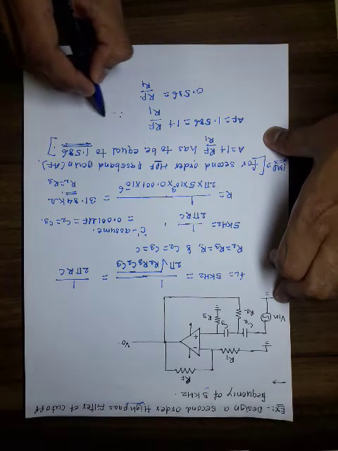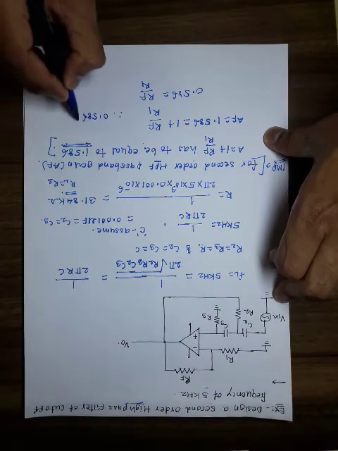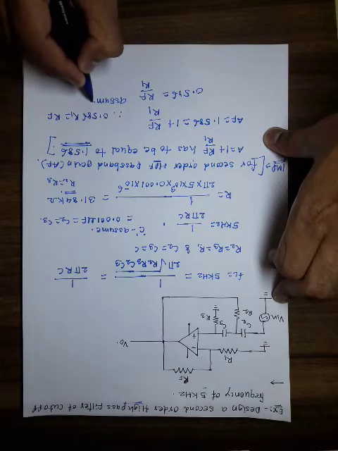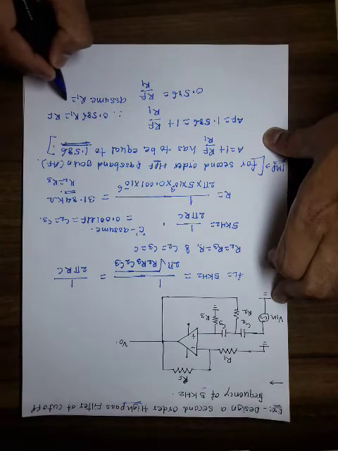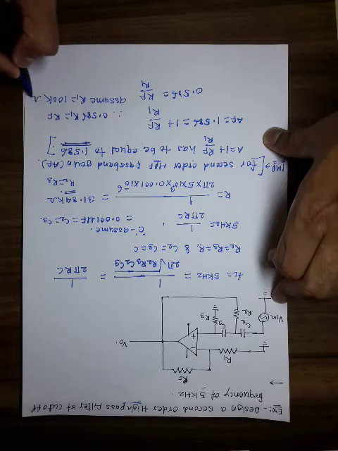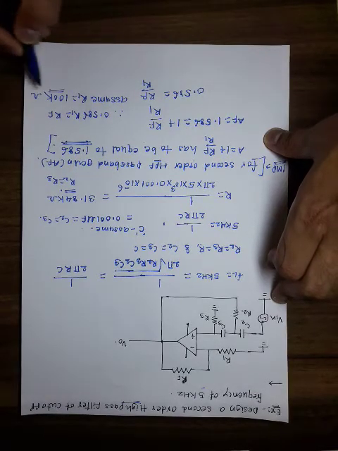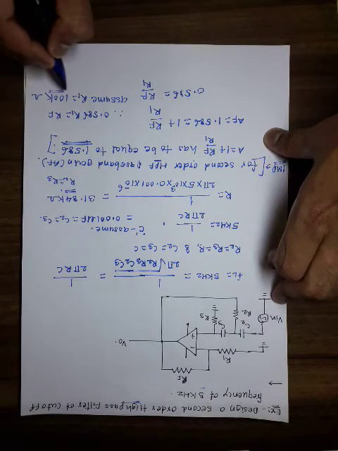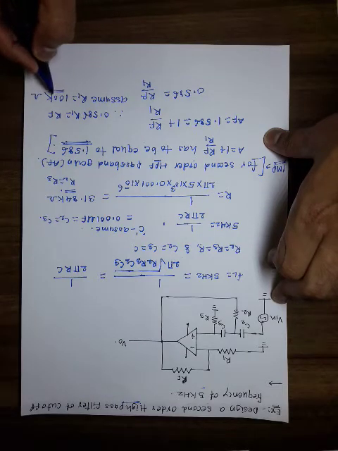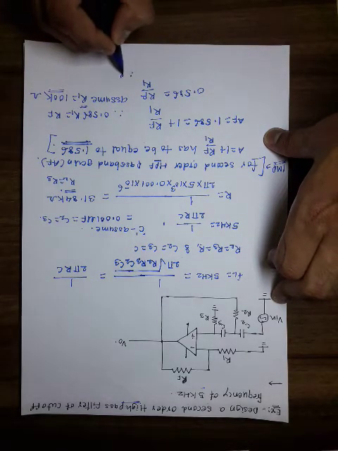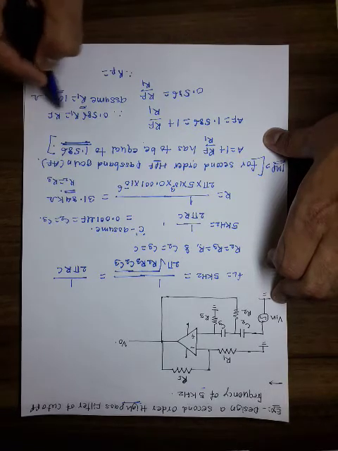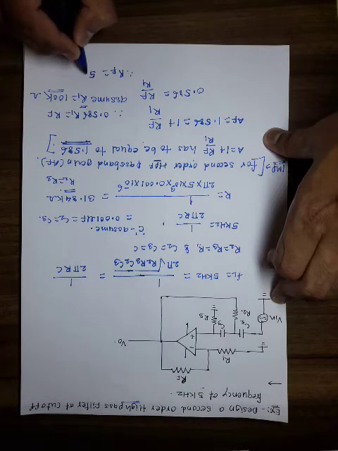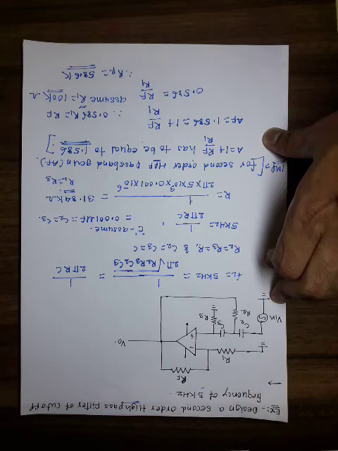So we can write 0.586 R1 equals RF. Assume R1 equals 100K. This is an assumption. You can select 1K, 10K, accordingly the value of RF will be, but you have to adopt this relation. I assume the value of R1 equals 100K. Substitute this value in the relation, RF equals R1 into 0.586. So RF equals 58.6K.